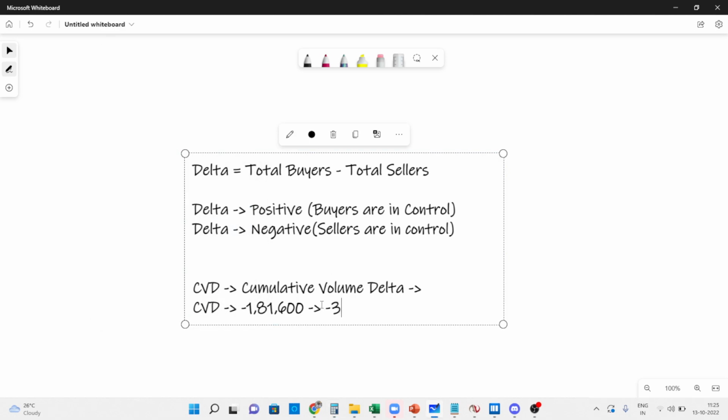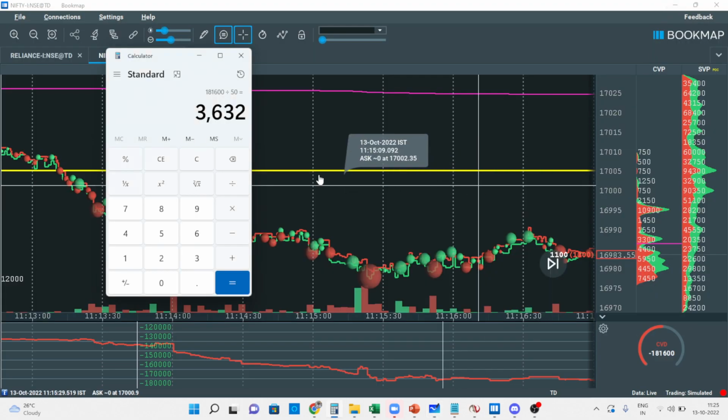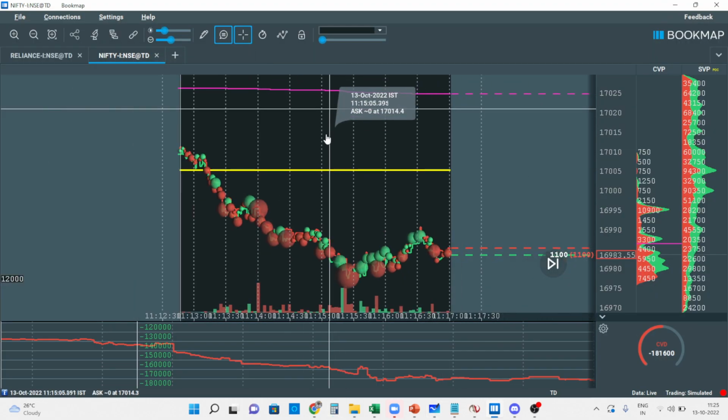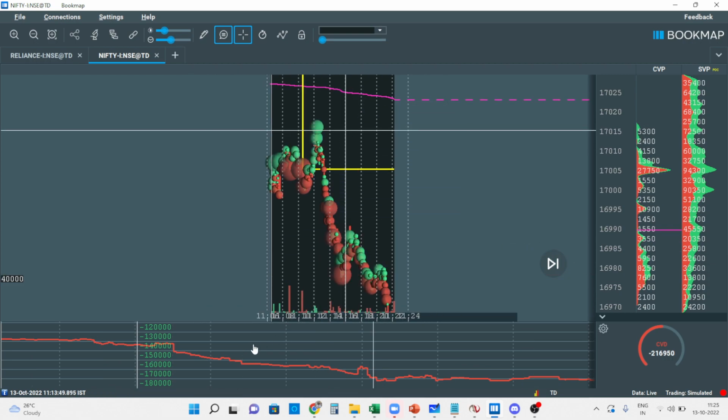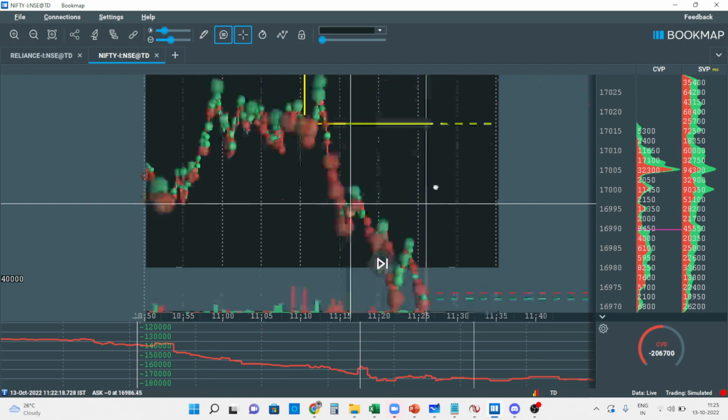So negative 3,632 lots. Now what does that mean? Throughout the day there are more sellers. How much more? 3,632 lots more than the buyers' activity. How much ever the buyers' activity happened, more than that sellers came in by 3,632 lots at this instant. Of course, we can track the historical activity for the day also. What is the overall cumulative delta? If I zoom into the charts, I can see the overall cumulative volume delta for the day, and sense how the CVD performed throughout the day.